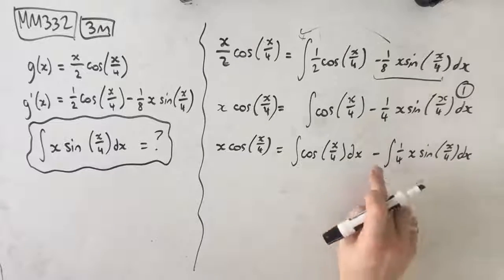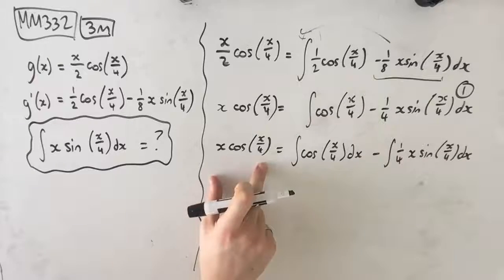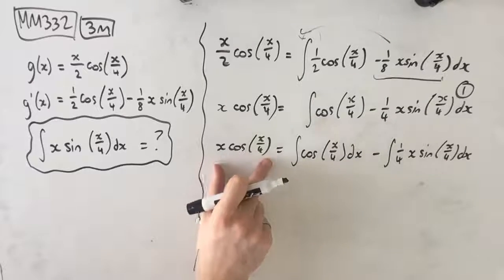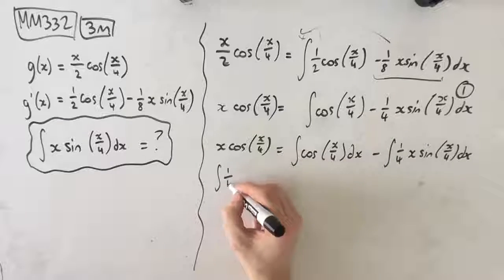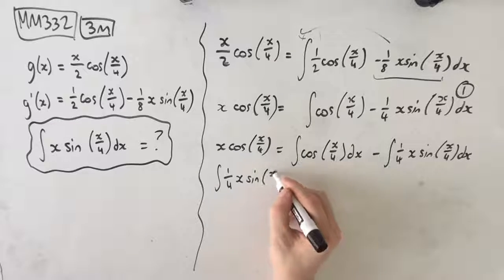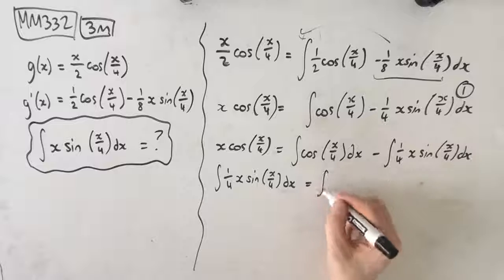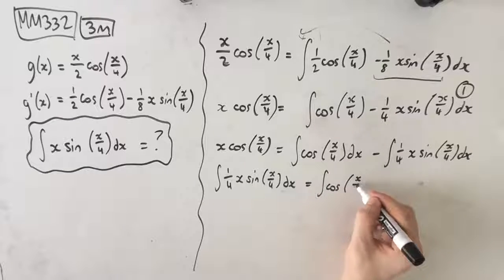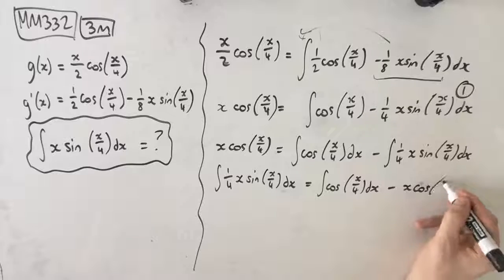So what I'm going to do is, because there's a negative out the front here, I'm going to add this to both sides, so that's going to move over here, and then I'm going to minus x cos(x/4) from both sides, all right? So what I'm going to end up with is the integral of 1/4 x sin(x/4) dx is equal to the integral of cos(x/4) dx minus x cos(x/4).